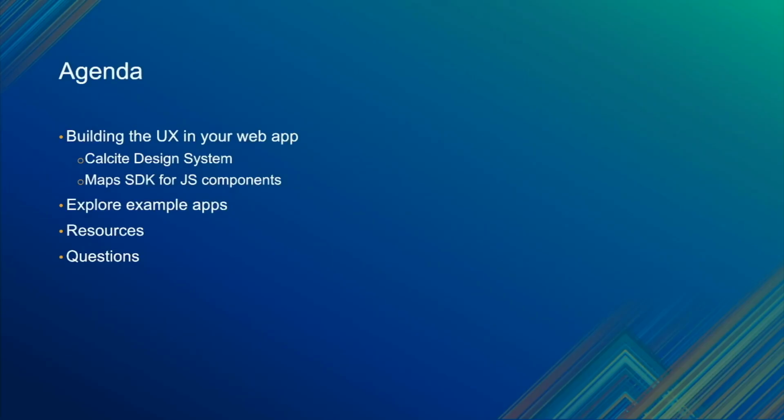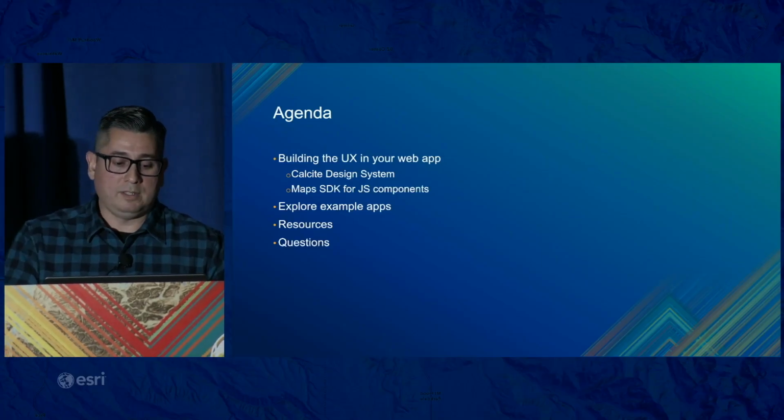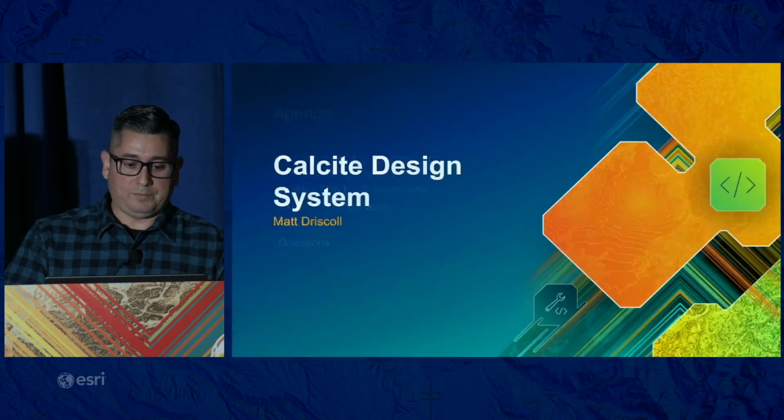So the agenda for this session, we'll be talking about how to build the UX into your web app, and we'll be focusing on using the Calcite Design System to do that, as well as the Maps SDK for JavaScript. We're going to explore some example apps where we take both those components and put them together and build sample apps. And then at the end, we'll have some resources for further information on how to do that. And then we'll answer some questions.